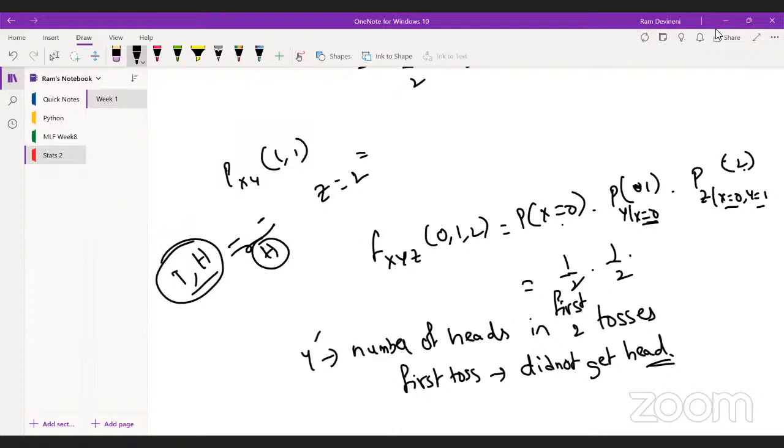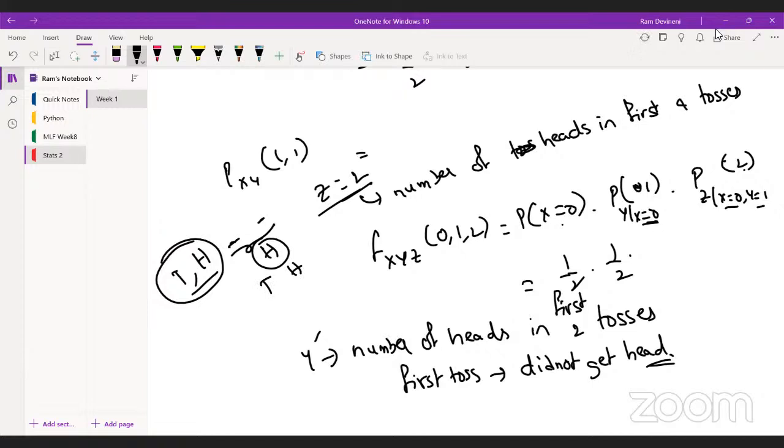Correct? Over the next two tosses, if you get one head, then the total z value is going to be equal to 2. Because z is going to be the number of hits in the first four tosses. Already since we got head in the second toss, you should be getting only one head in the next two tosses. That is the third and fourth tosses. What is the probability that you get exactly one head in the next two tosses? Could either be tail head or head tail, right?